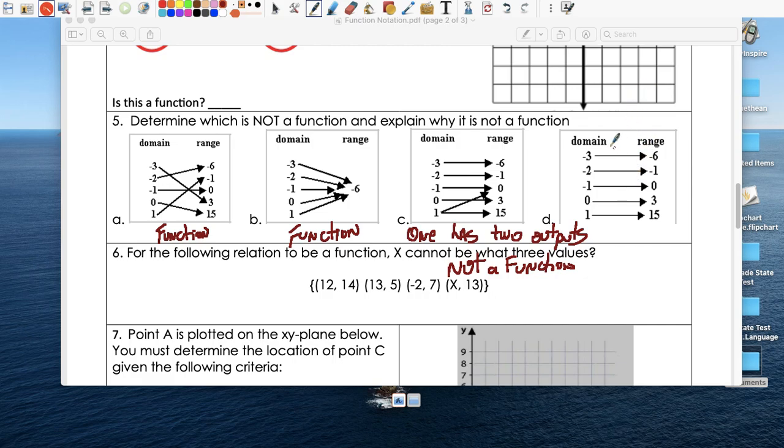Last one's pretty straightforward. Every single number in the domain has one single output. -3 becomes -6, -2 to -1, -1 to 0, 0 to 3, and 1 to 15. Completely a function.